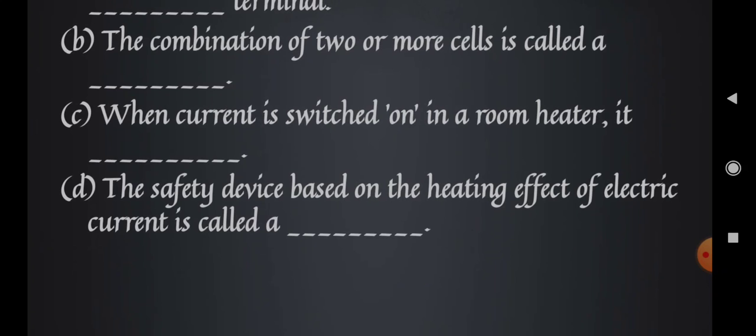Exactly, electric fuse. When excessive current is passed through any device, what can be the possibility? More heating will be produced, and this will result in the damage of your devices. So there is an electric fuse. In it, a very thin wire made of tin is there. When excessive current flows and generates excessive heating, the wire melts and the current cannot flow through the circuit, and your device becomes safe. So the answer is electric fuse.